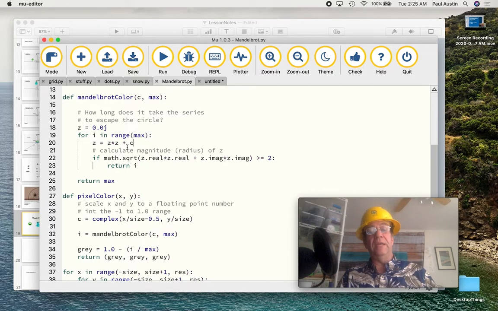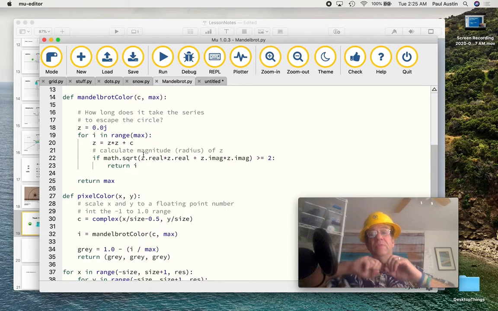And then we want to take the magnitude of that complex number. So we'll take the real part squared and the imaginary part squared, and then we'll do a square root of it. Notice that hypotenuse, the Pythagorean theorem. And if the number becomes too large, it's going to, what they say, escape. The number will actually get asymptotically larger, and it's not interesting any longer.